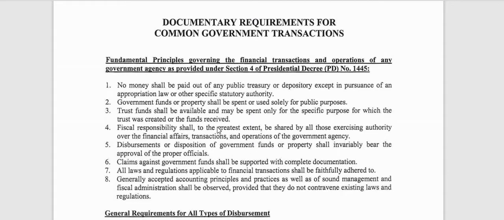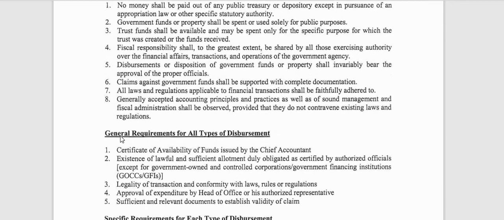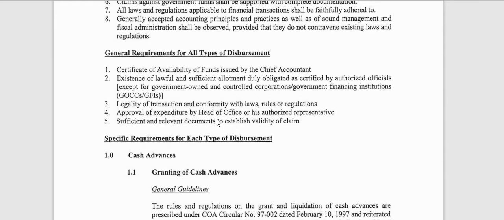What I would like to emphasize is that there is the general requirement for disbursement. Number one, certificate of availability of fund, meaning there is a fund for a certain expenditure as certified by the chief accountant. Remember as well that it should be lawful and sufficient. Then there should be sufficient allotment for an expenditure, duly certified by authorized officials. The legality of the transactions should conform with laws and regulations, and there should be approval of the head of agency and documented supporting evidences to establish the validity of the claim.